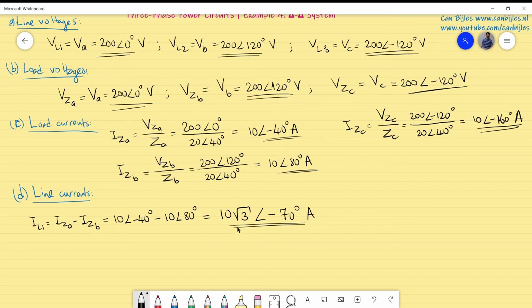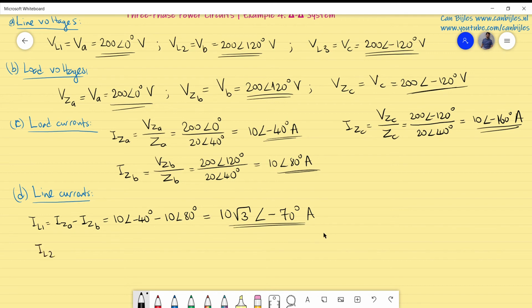What you observe is the following. The amplitude of the current, for each current is actually 10 for the load currents, is multiplied by square root of 3. And this current, the first one, has to reduce by 30 degrees. So you will actually do minus 40, minus 30, and you will get minus 70. So that's actually interesting to note.